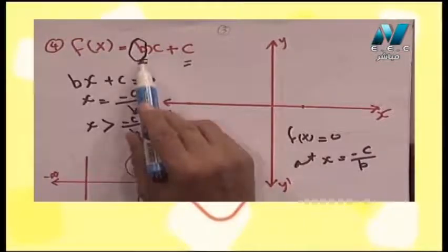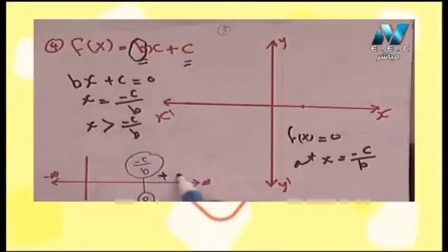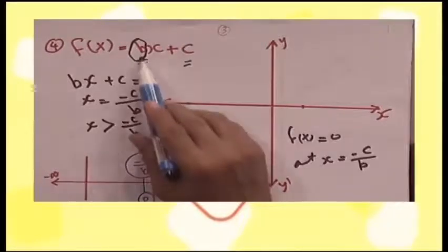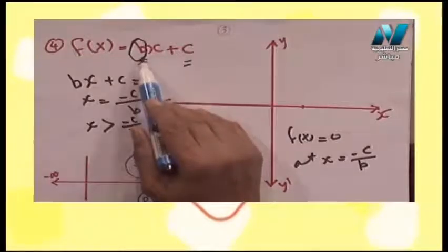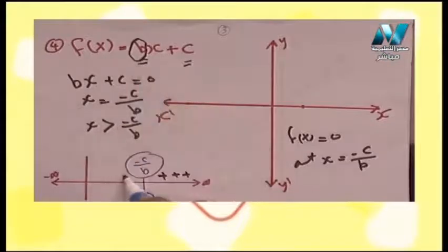If the coefficient of x is positive, then this part will be positive. If the coefficient of x is negative, this part will be negative. And vice versa for this part: the function will be opposite to the coefficient of x. If this coefficient is positive, then it will be negative from negative infinity to the number negative c over b.